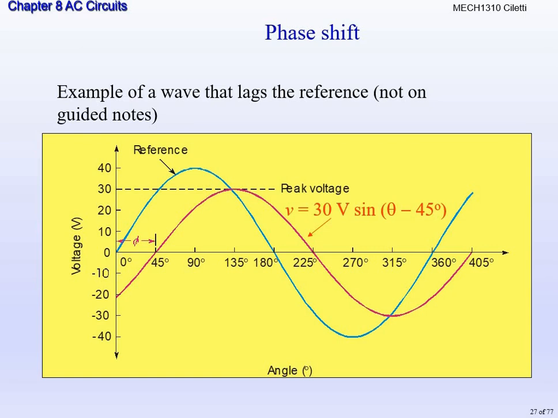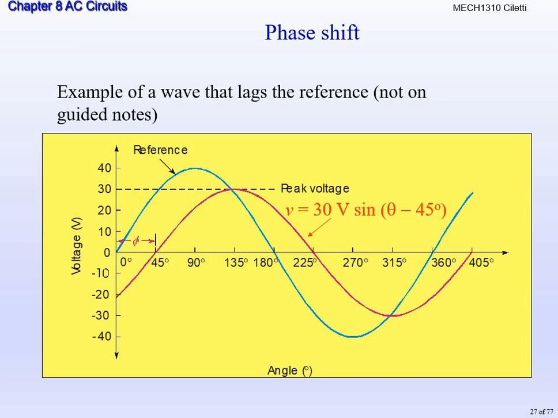So if we're looking at the red or the pink or maroon, whatever you want to call this graph here, its amplitude is 30. That's the highest that waveform gets. So we're going to write that as 30 sine of theta. Theta is going to represent every possible angle that it can go through, whether it's 45, 90, 135, 180. We're going to calculate exact values for that.